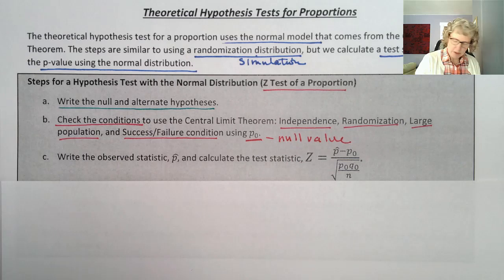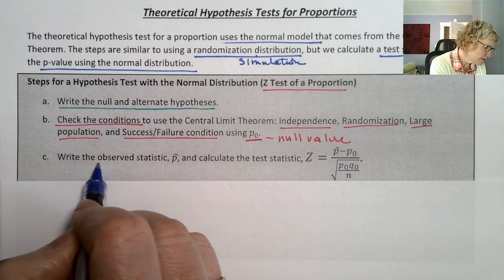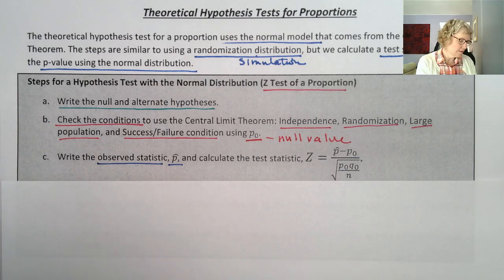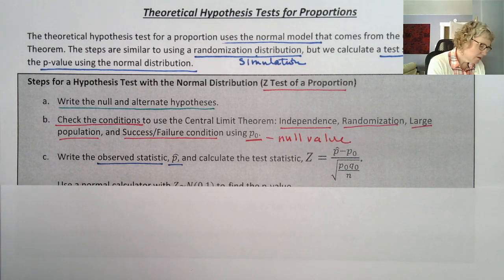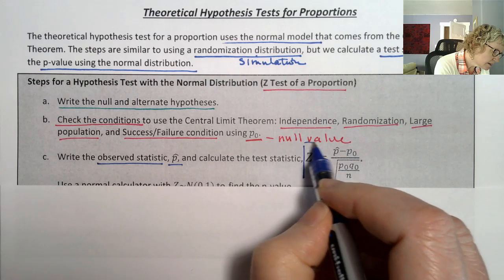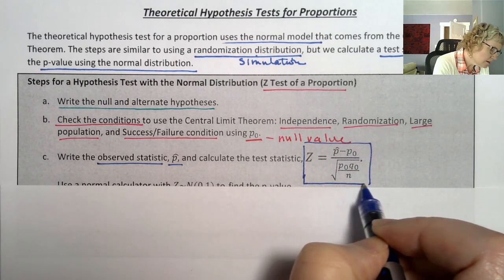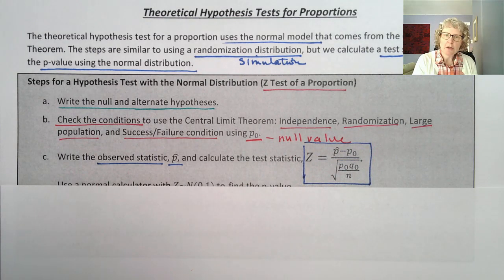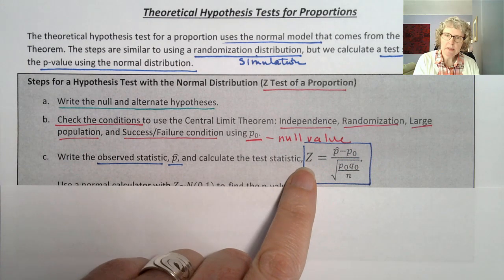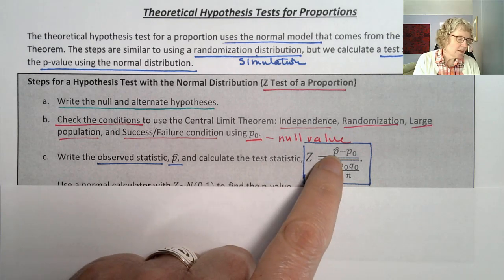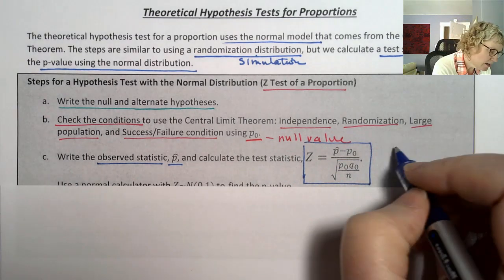Then the next thing we're going to do is write out the observed statistic, which is p hat. And then we're going to calculate our test statistic. And here's our formula for our test statistic. It is a z-score, so that's why it uses the letter z. It's the z-score of p hat. So I'll write that out.